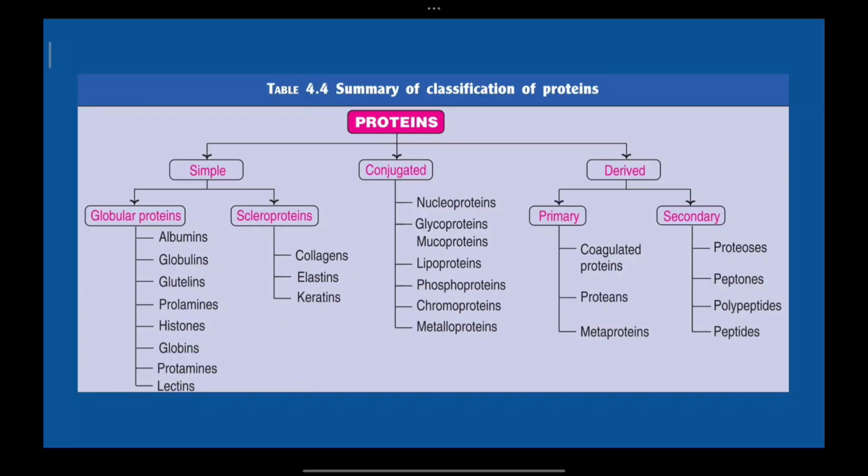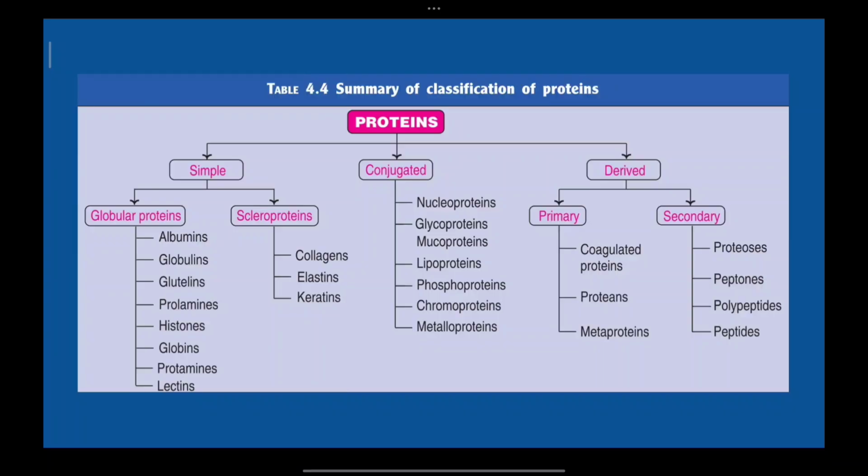The simple protein can be further divided into globular proteins and scleroproteins. So globular are albumins, globulins, glutelins, prolamines, histones, globins, protamines and lectins. Then scleroproteins are collagen, elastin and keratins.